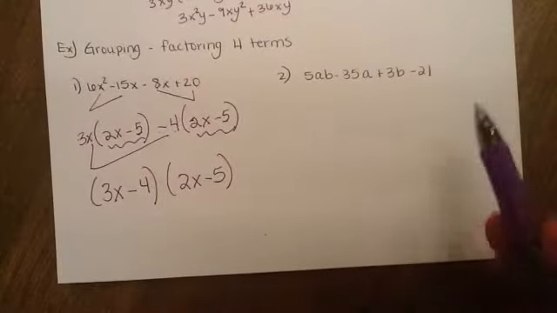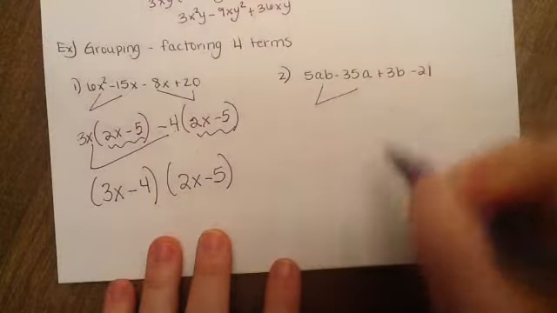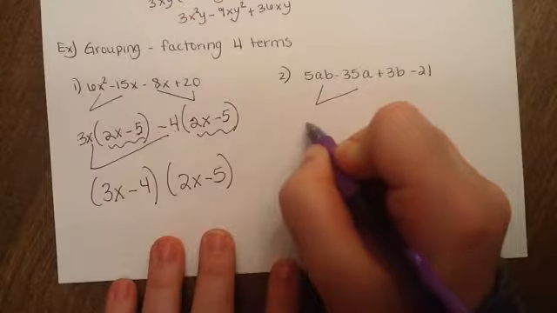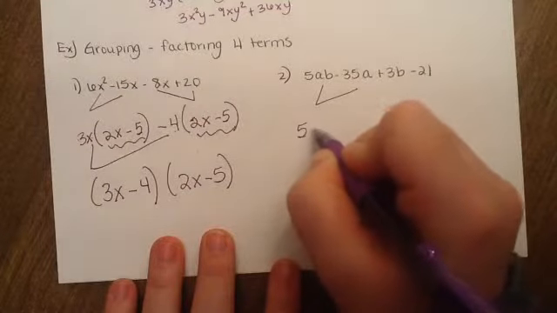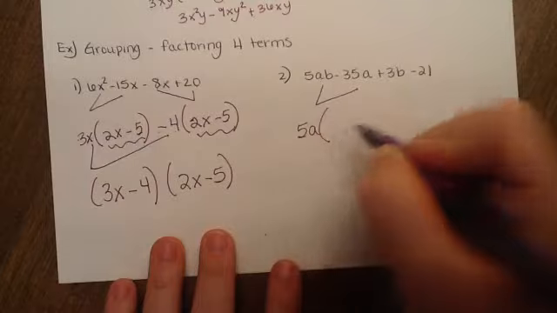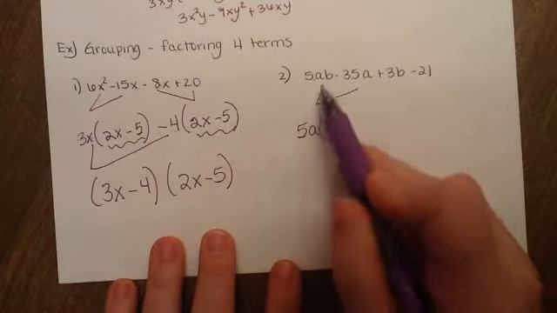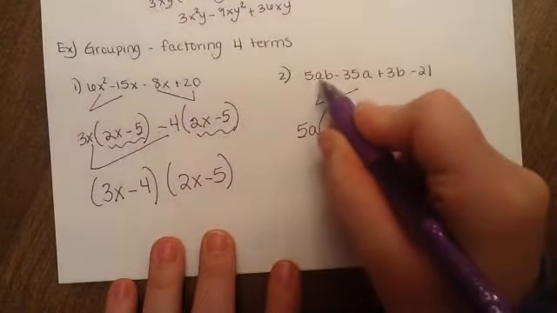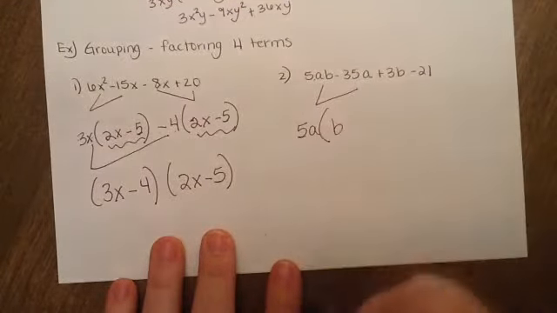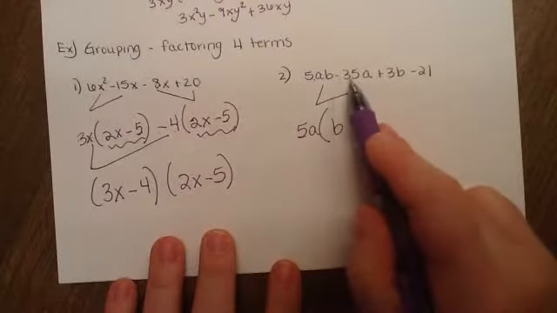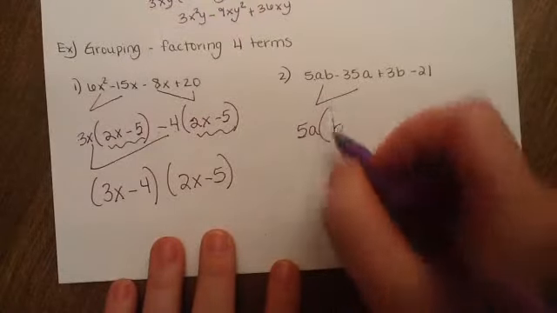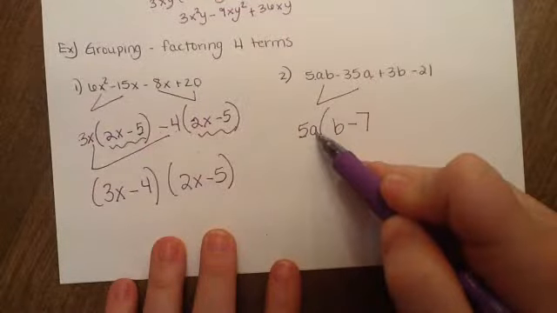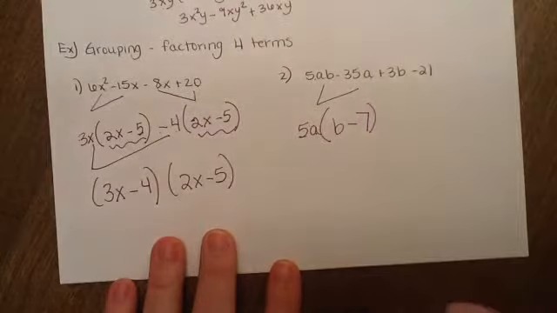Let's see how you did. If I look at the first 2 terms, what do they have in common that I can divide both by? 5, and they both have a. If I divide by 5a, we are left with 5 divided by 5 is 1. Take out an a, we're left with b. Minus 35 divided by 5. Minus 7, and there's an a. Take out an a, no more a's.